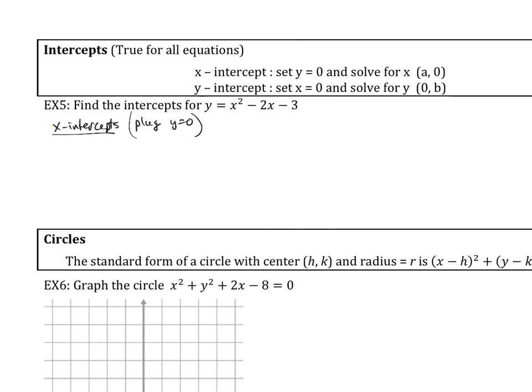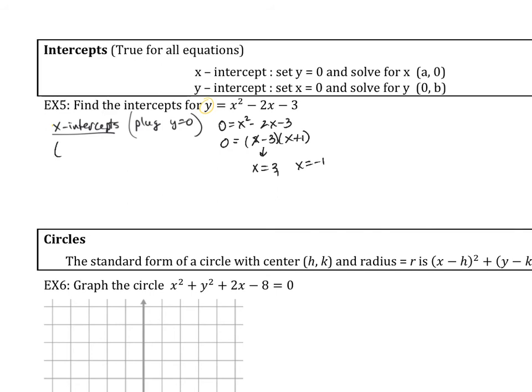So here we go. We're going to replace my y with 0. So 0 equals x squared minus 2x minus 3, and then I can factor. Let's see, so that would be x minus 3 times x plus 1, and then using the zero product property, I get x is equal to 3 or x equals -1.